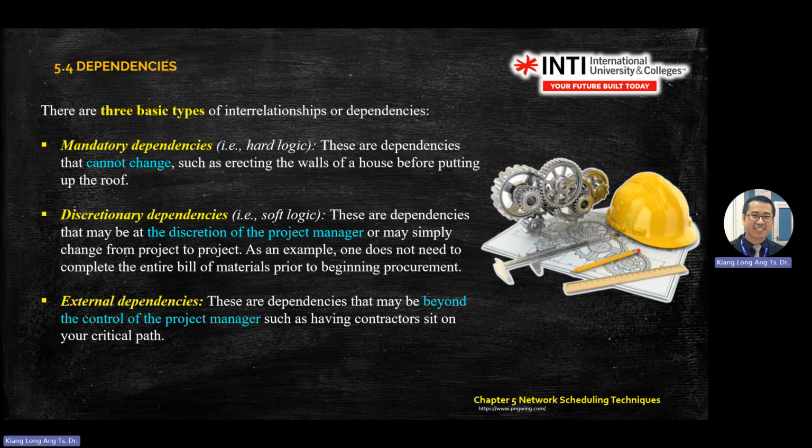This one, external dependency, is outside control. Outside dependency means outside control. What is outside control? Anything that is outside the company. So this is the company, or your internal process. Anything outside is called external dependency. So you can elaborate, you can think outside the company.